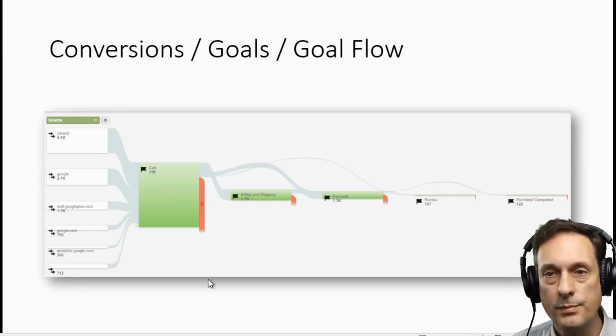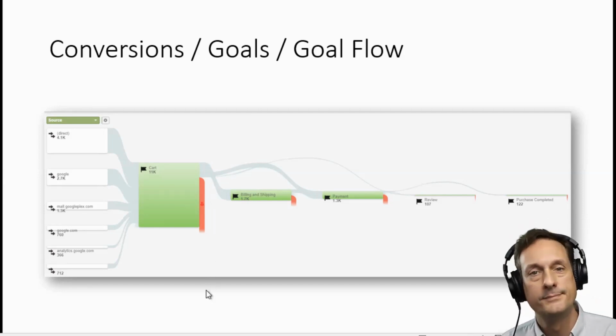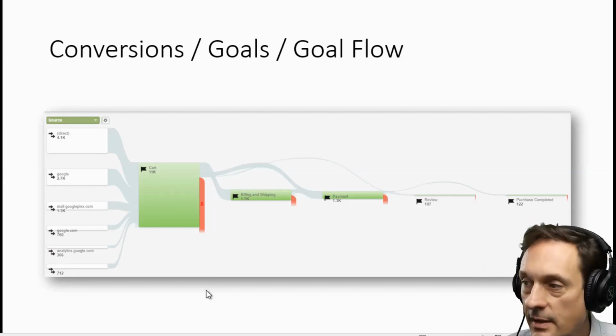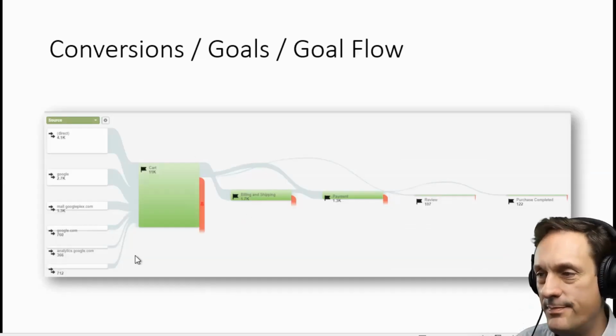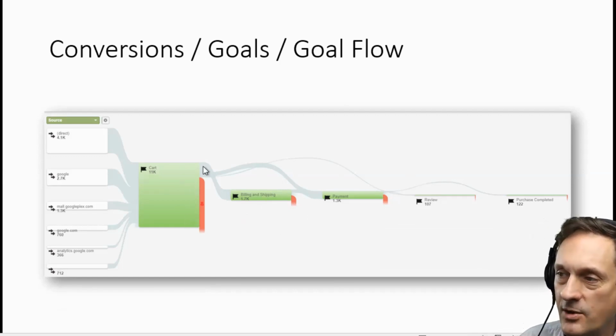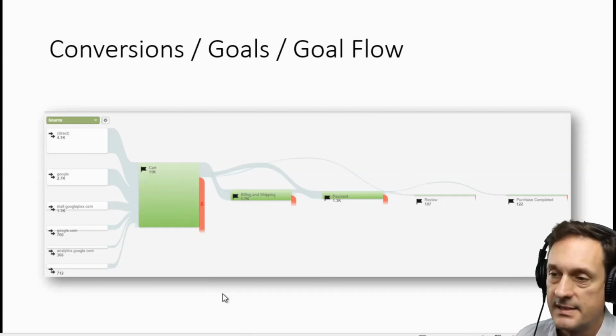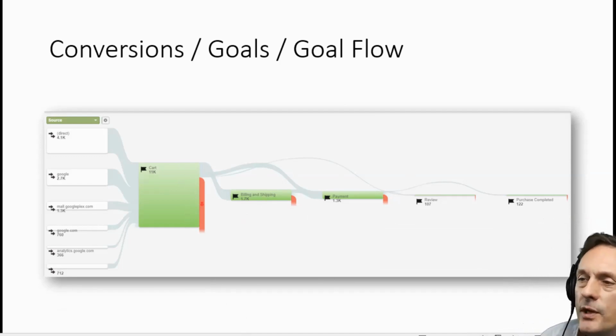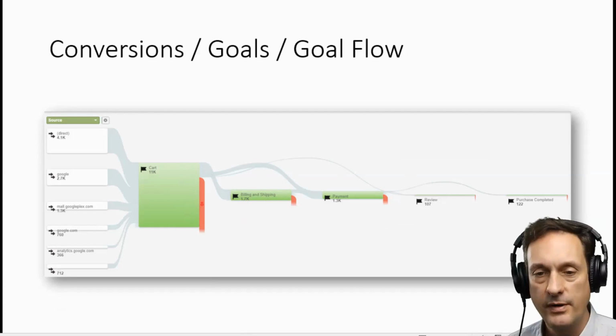The red means the waterfall is into nowhere. That's it. They're done. They left. Sometimes you have bigger blocks here and it's a little bit more obvious, but the size of the waterfall is how many people are leaving, and the size of the gray is how many people are moving on to the next step. So it's a really good way to just get an idea of your conversion funnel.